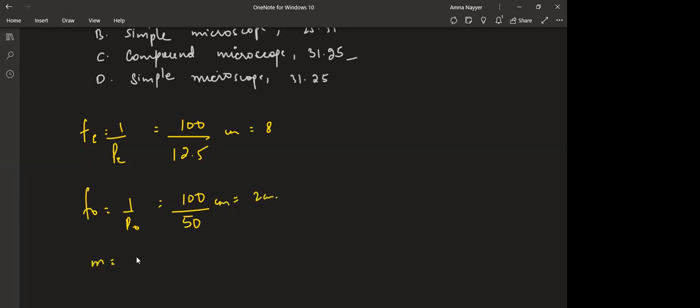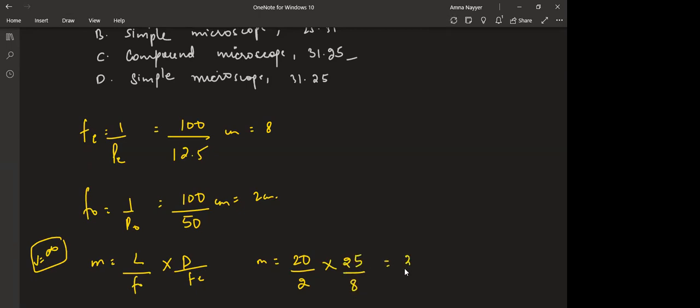So magnification is length of tube by f naught into d by f e. This formula is used when the final image is formed at infinity. So magnification is equal to 20 by 2 into 25 by 8, which is 31.25. So option C will be correct.